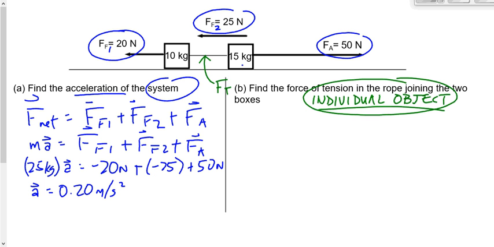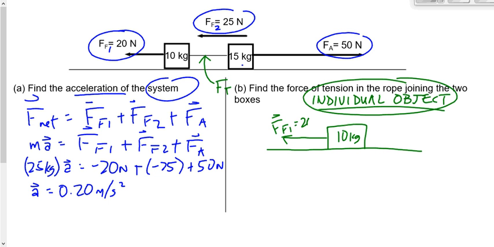You can pick whichever object you want, the 10 or the 15. I'm going to pick the 10. Let's draw a free body diagram for just the 10 kilogram object. There is a force of friction acting to the left. We call that FF1. Its value is 20 newtons. Now, there is a force of tension between the 15 and the 10 that pulls on the 10 to the right.